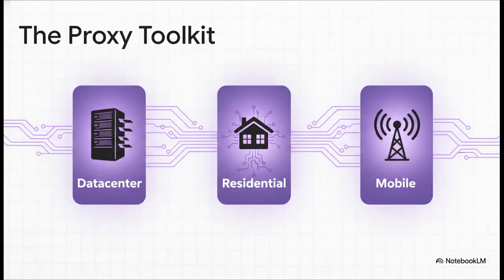Depending on the target's anti-bot complexity, you can equip your scraper from a versatile proxy toolkit. Data center proxies are your high-speed, unlimited data workhorses. But if a site is highly protected, you might need residential proxies, which route your traffic through real consumer IPs for a much higher success rate. And for maximum legitimacy on the strictest platforms, you can use mobile proxies, routing your requests through actual 3G, 4G, or 5G cell tower connections.